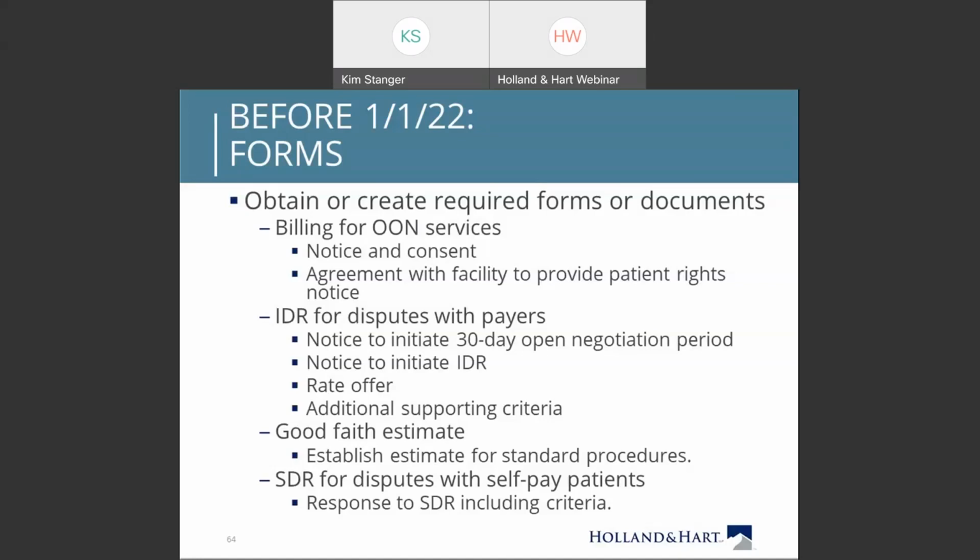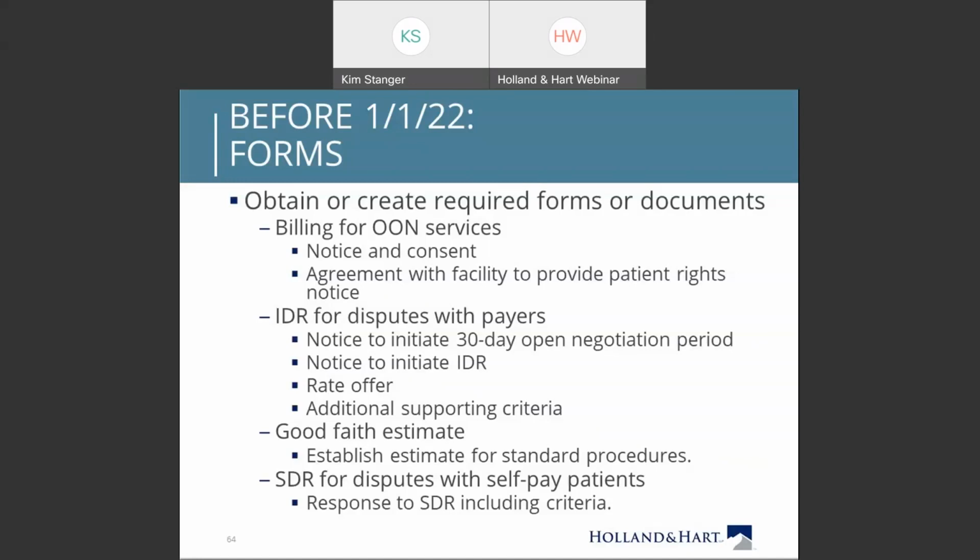If you're going to participate in the IDR disputes with payers in those situations, you're going to want to develop your notice to initiate the 30-day open negotiation period so that you can provide that to the payers. You're going to want to collect your notice to initiate the IDR. You're going to want to develop the forms you need to submit the rate offer, because that will normally include some additional information if you want to rely on it, including identifying the additional supporting criteria you want to include in your rate offer. You're not going to have a whole lot of time, so you want to make sure you include that additional information.